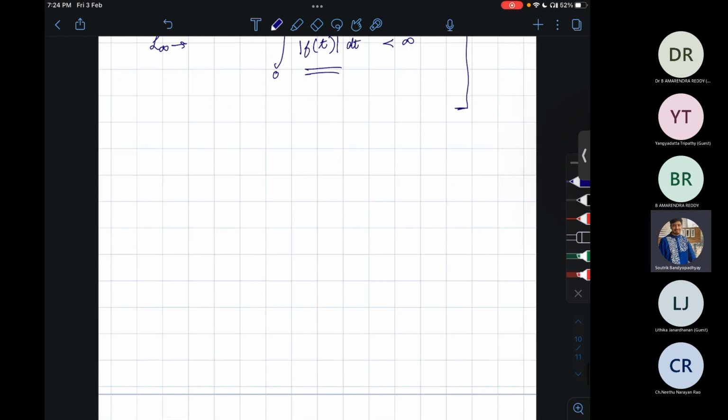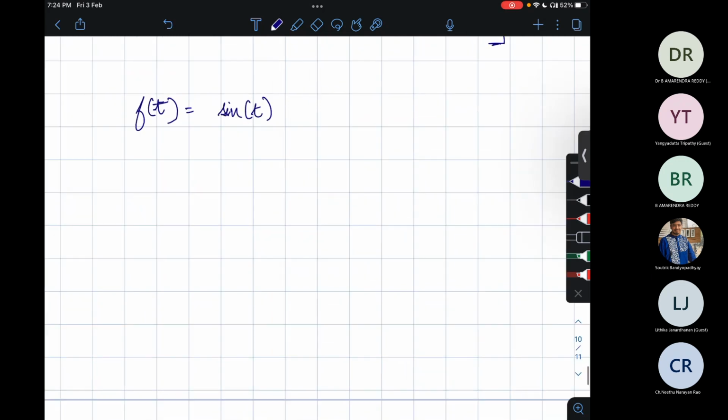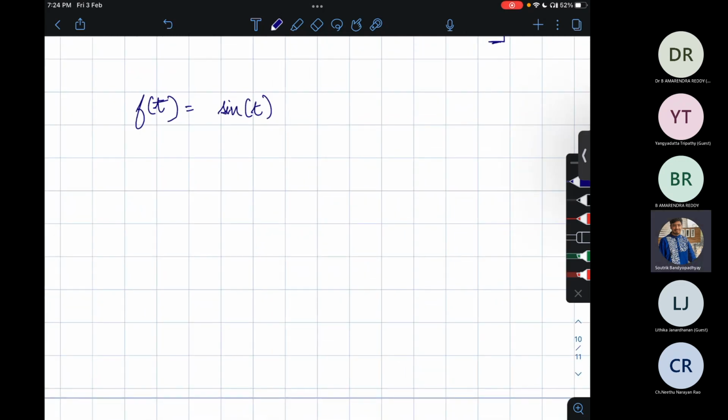So let's look at an example where this is happening, right? So you wanted that example. So let's say I have this time dependent function, f of t is equal to sine t. So let's compute the integrals. So integral of sine squared t dt. Is this square integrable? I mean, is this integral from 0 to infinity less than infinity?